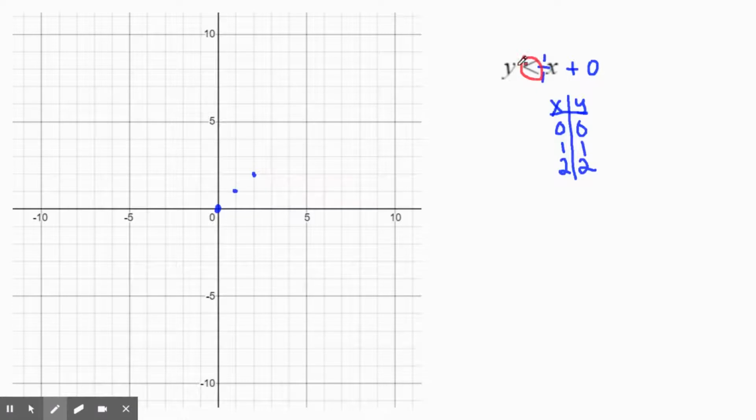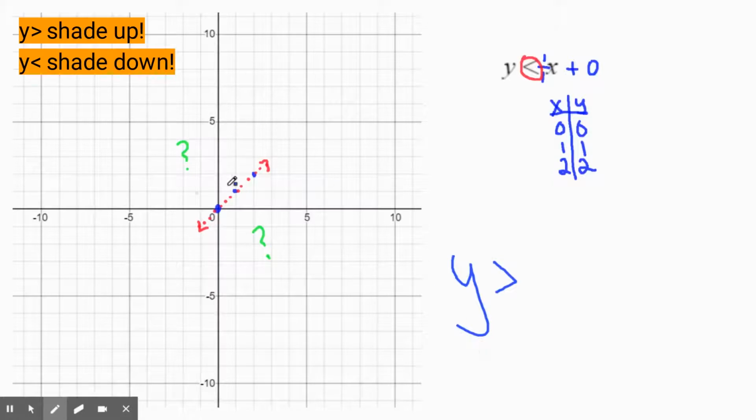The less than symbol means that this is going to be a dotted or dashed line, and it will continue on in both directions, so there'll be arrows on either end of the line. Since it's an inequality, the final question is, which side of the graph do you shade, above or below the line? A good rule of thumb is this: if it is y greater than, it's above the line. If it is y less than, it'll be below the line.